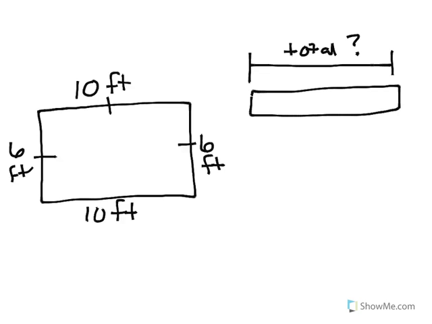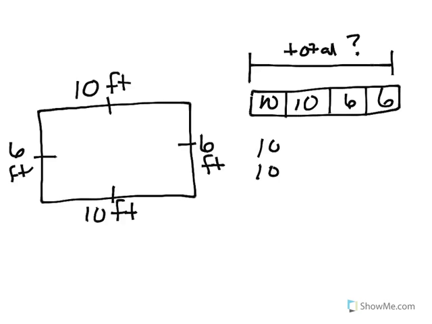1, 2, 3, 4. A rectangle has 4 sides, therefore I need 4 parts to my strip diagram. We're going to put the long sides first, and then the short sides. So I have 10, 10, 6, and 6. Those 4 sides, once I add them together, will give me the total of every side, which is the perimeter.